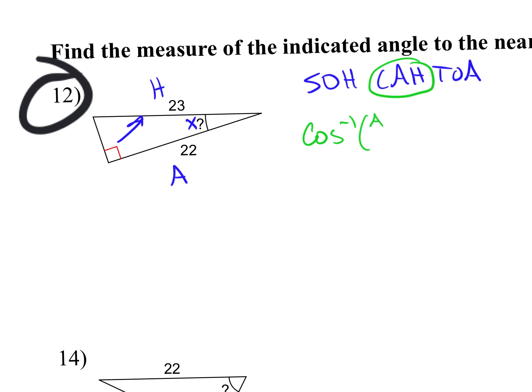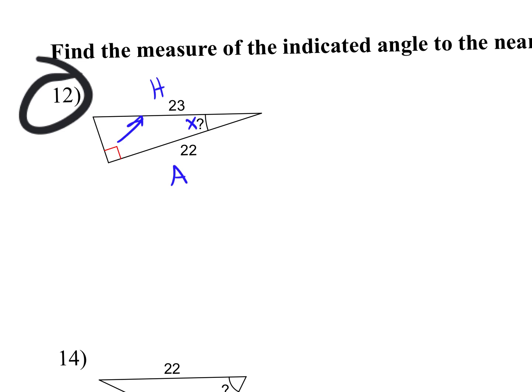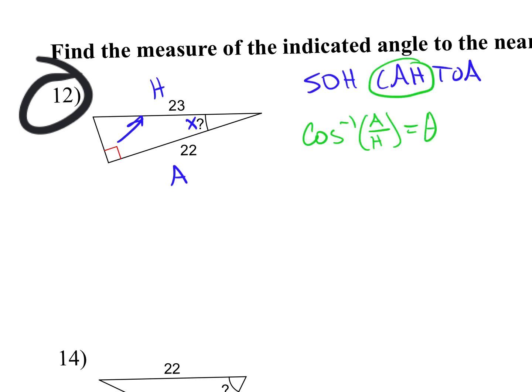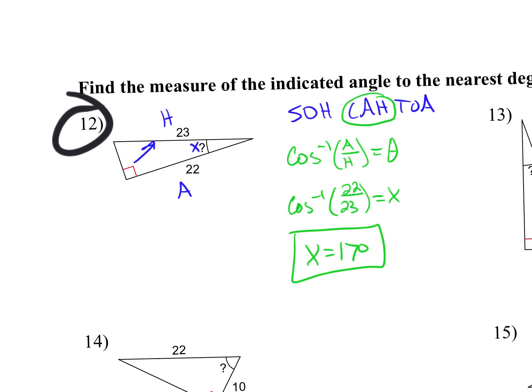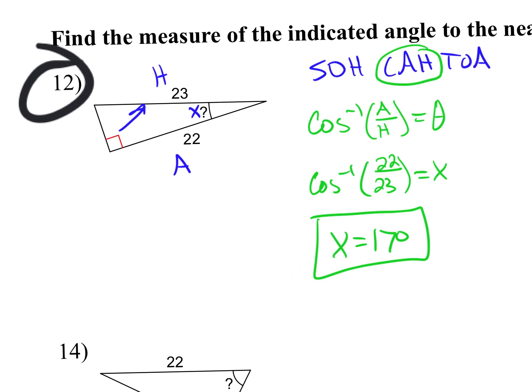Remember, cosine is adjacent over hypotenuse is equal to the missing angle, the theta. Plug in. Cosine inverse. My adjacent is 22. My hypotenuse is 23. And we don't know the angle, it's x. And then you just put that in your calculator. Now you have to make sure your calculators are in degrees. So double check your calculator, then plug that in. X is equal to 17 degrees. As I said, round to the nearest degree, so it wants a whole number.